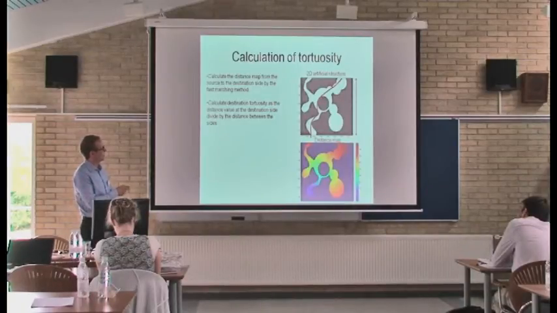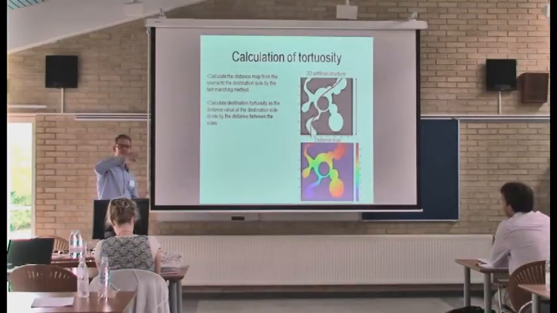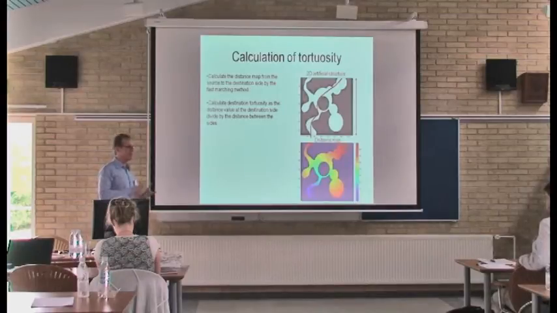And then we compare this value we have up here with the value of the distance between our two sides in our structure. We can then obtain a tortuosity measure at each location up here. And if we then do this for the entire 3D reconstructed volume, then we can get a distribution of tortuosities.